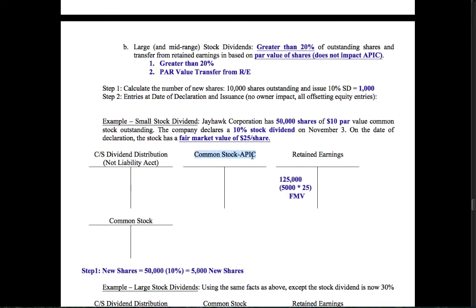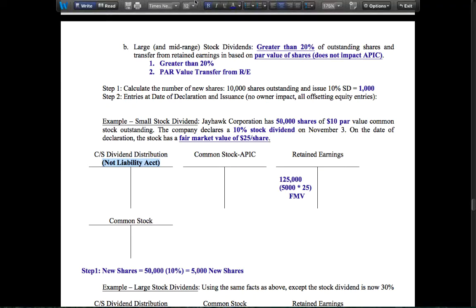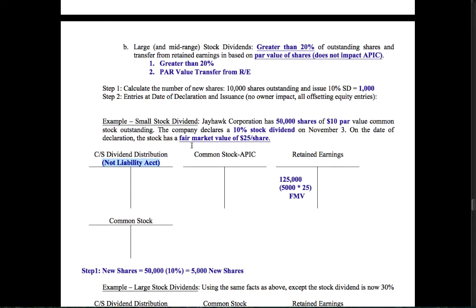Next, we need to reflect the common stock dividend distribution and additional paid-in capital. This is important to note: this is not a liability account, but rather an equity account, and it establishes that you are going to be making a dividend distribution of common stock. This account is treated very similarly to how a capital stock account for common stock is treated. Therefore, we know that we have 5,000 new shares as we calculated, and we know the par value is $10.